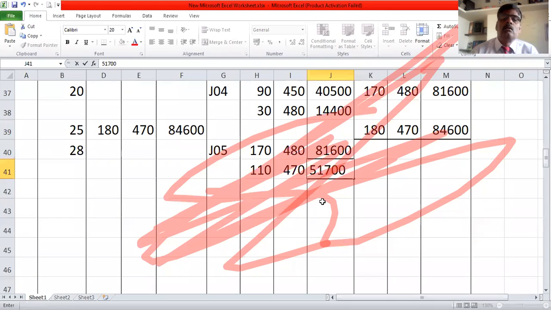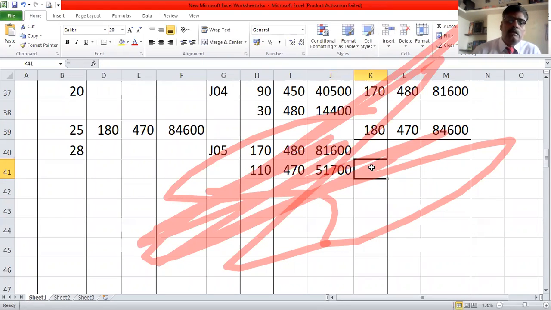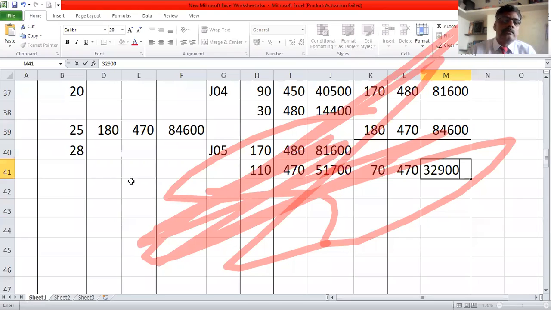51,700. Okay. Now balance available is 180. Out of 180, 110 issued. Balance is 70 units at the rate of 470. 470 into 70 is equal to 32,900. Okay. This is the balance.